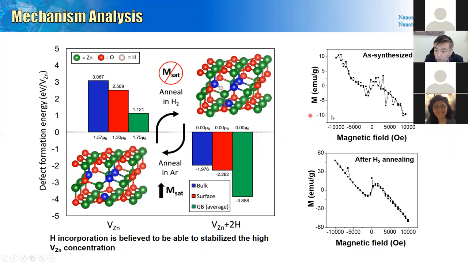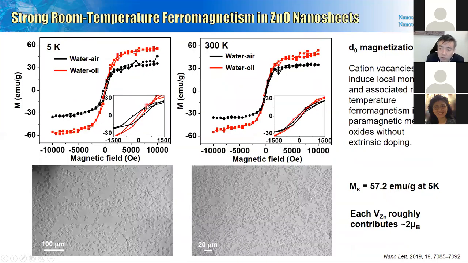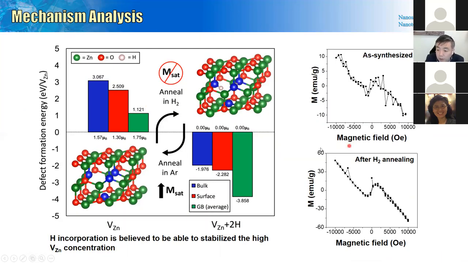And as we see here, as synthesized without annealing, this material doesn't really show magnetization. We have to anneal them in an argon atmosphere to remove the hydrogen and free the zinc vacancies. Therefore, we can achieve the magnetization as we observed from those samples. And if we anneal them in hydrogen again to bring some hydrogen back, then we show that the material becomes paramagnetic again.